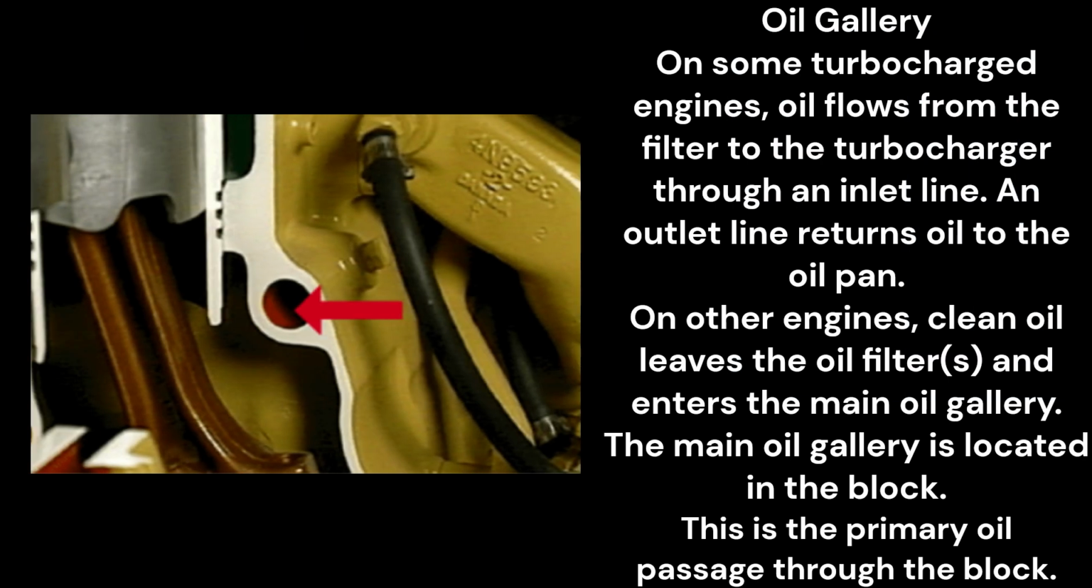Oil gallery. On some turbocharged engines, oil flows from the filter to the turbocharger through an inlet line. An outlet line returns oil to the oil pan. On other engines, clean oil leaves the oil filters and enters the main oil gallery. The main oil gallery is located in the block. This is the primary oil passage through the block.